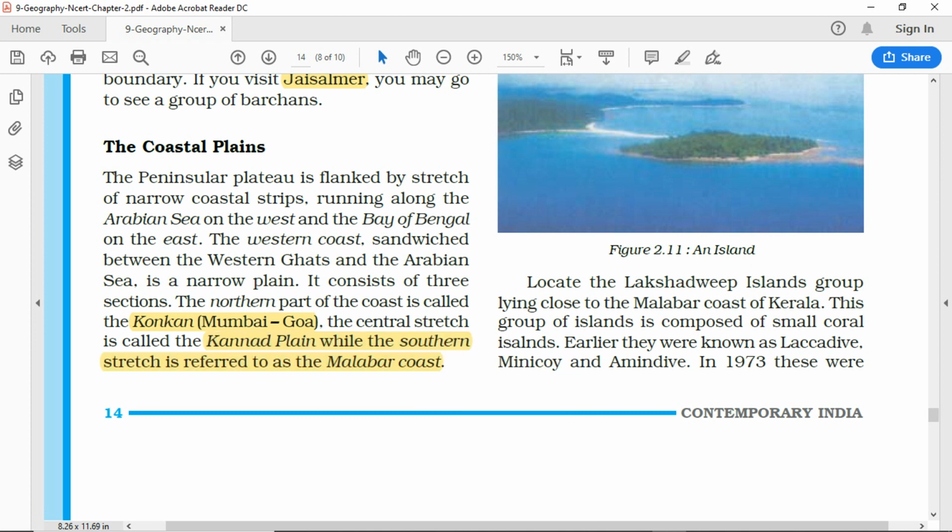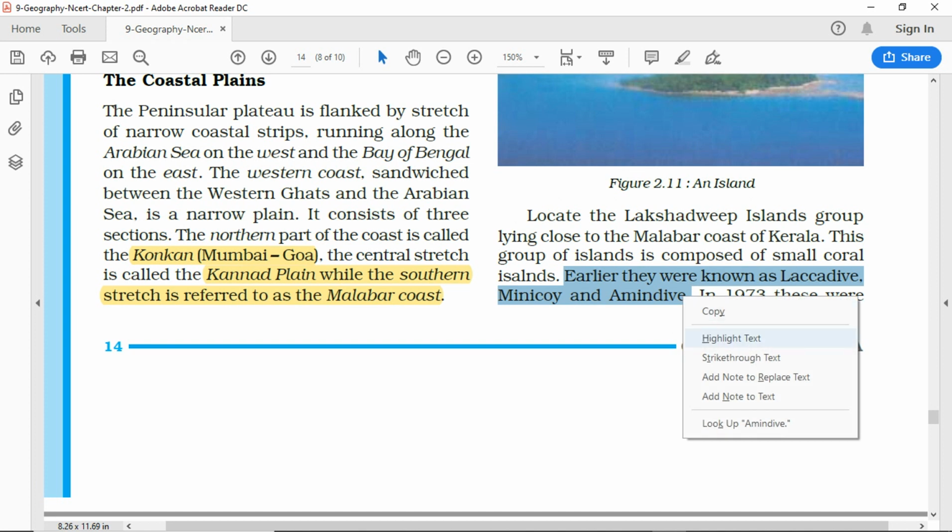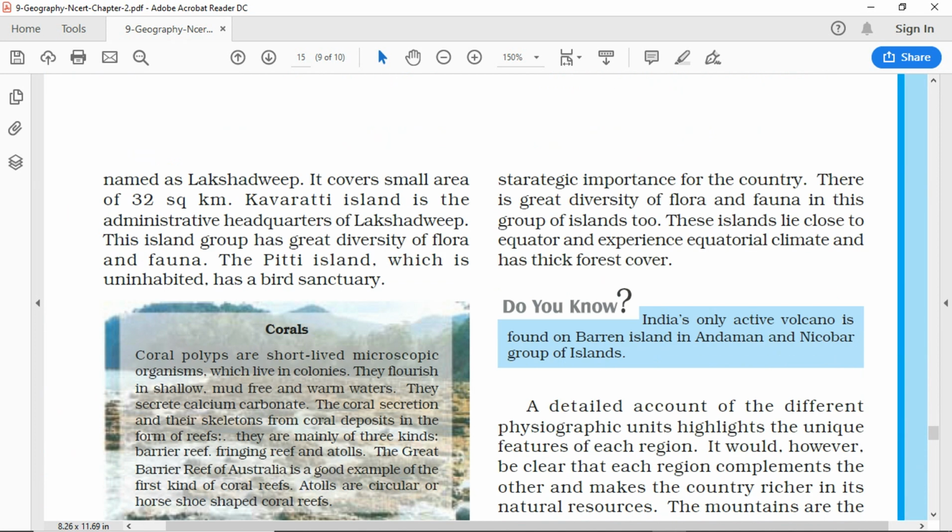Locate the Lakshadweep Islands group, lying close to the Malabar coast of Kerala. This group of islands is composed of small coral islands. Earlier they were known as Laccadive, Minicoy and Amindivi. In 1973 these were renamed Lakshadweep.